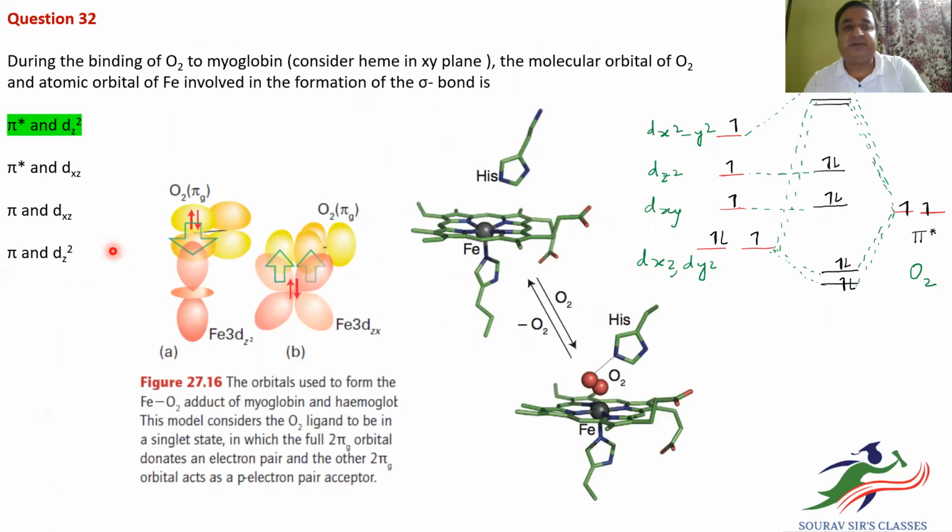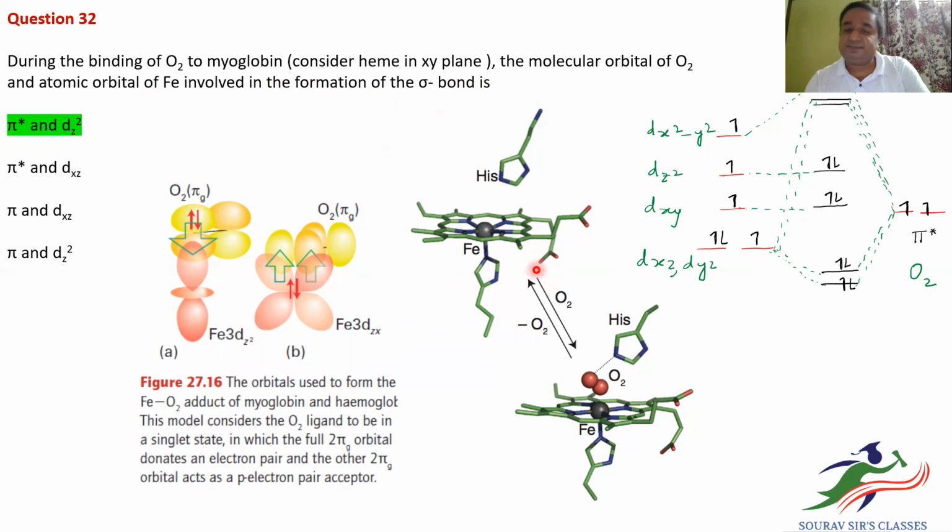All right, this is an interesting question. During the binding of O2 to myoglobin, consider the heme in the XY plane. The molecular orbital of O2 and the atomic orbital of Fe involved in the formation of the sigma bond is, we have to find out the orbitals involved here. Again, a question that is straight away from Atkins. The 5th edition you can consult.